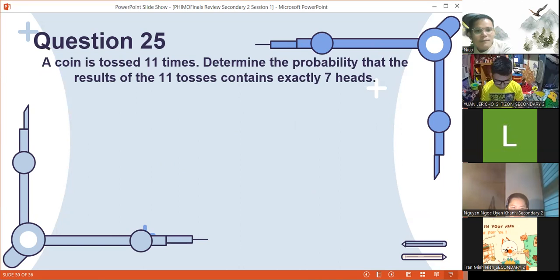Okay, 25. A coin is tossed 11 times. Determine the probability that the results of the 11 coin tosses have exactly 7 heads. Okay, so this is how you do it. Probability of 7 heads.